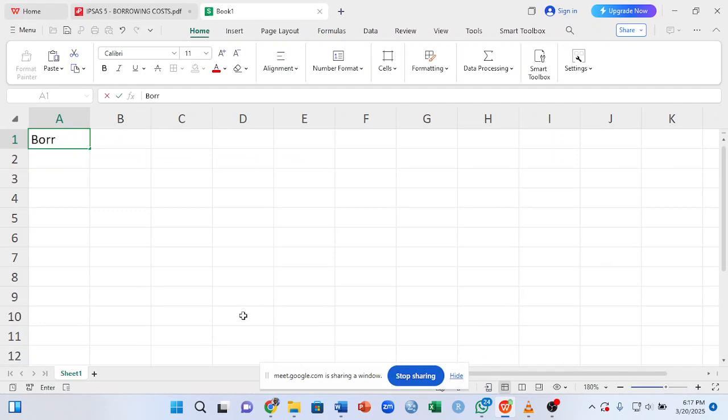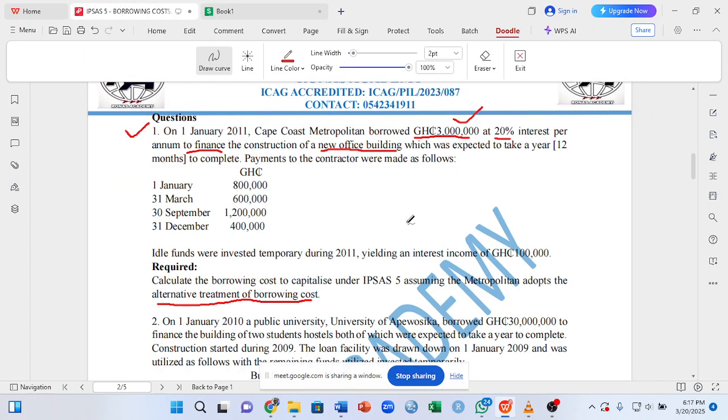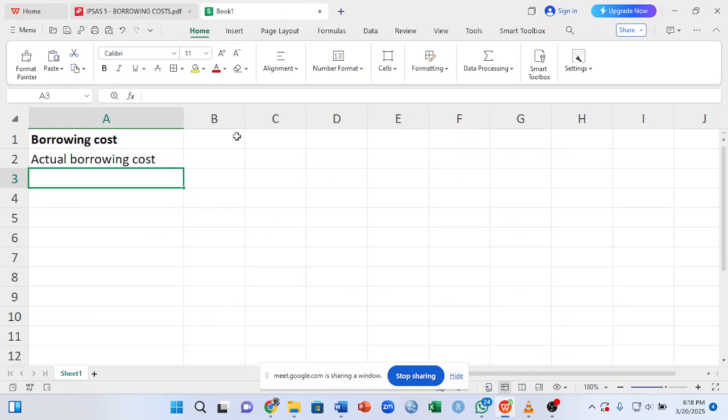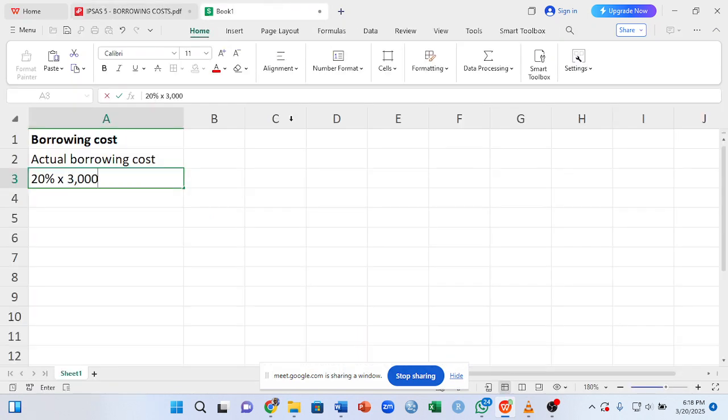So we said borrowing costs, in this case, will be the actual. So let's calculate our actual borrowing cost. To get the actual borrowing cost, we have to pick the percentage. The percentage we used for the interest here is 20%. So it will be 20% times the loan amount. The loan amount we went for was 3 million over here. We bring the 3 million.